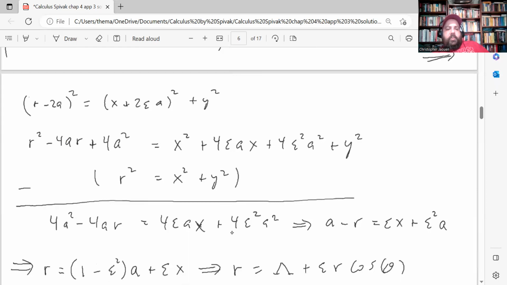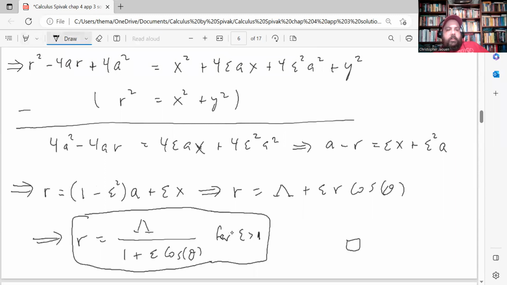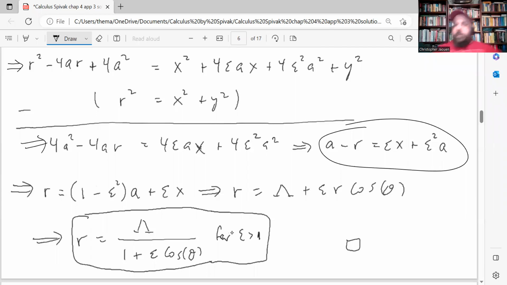All right, and then just squaring both sides, simplifying both sides, you get the next equation that I have here. I just expanded everything and combined like terms. And if you subtract the equation r squared equals x squared plus y squared from the other equation, you end up with this one over here. And if you divide out by 4a, you get this equation, which is the exact equation that we got in the chapter when we were deriving the polar form of the equation of an ellipse.